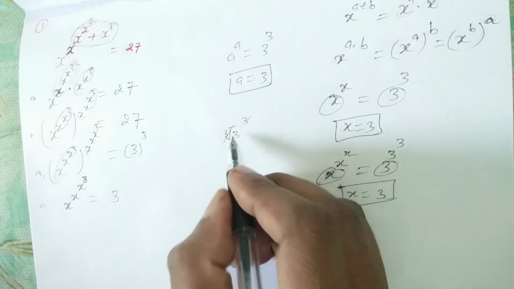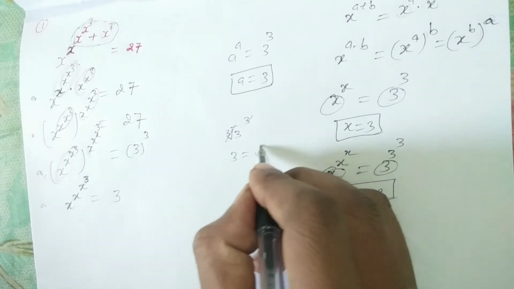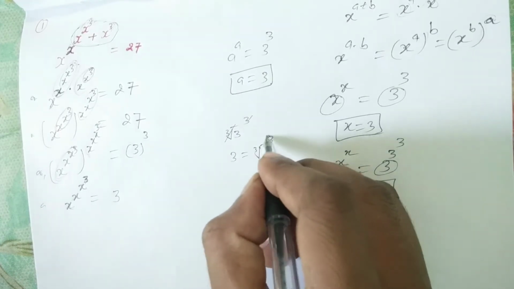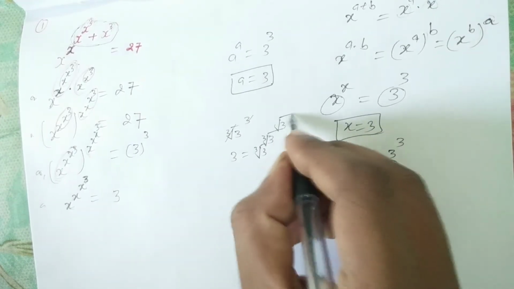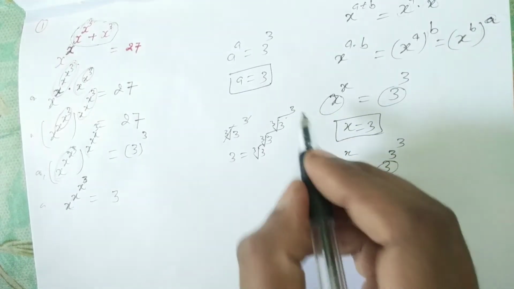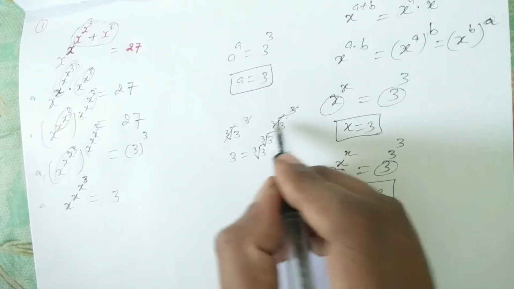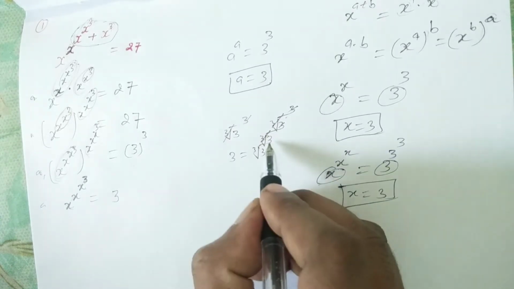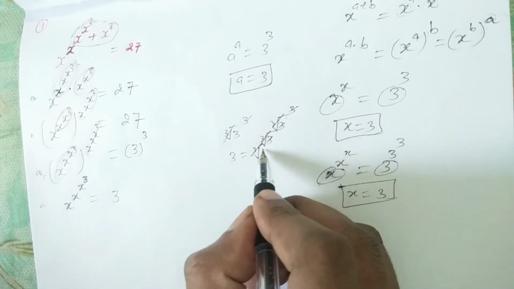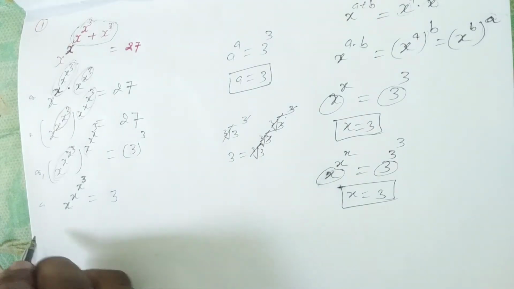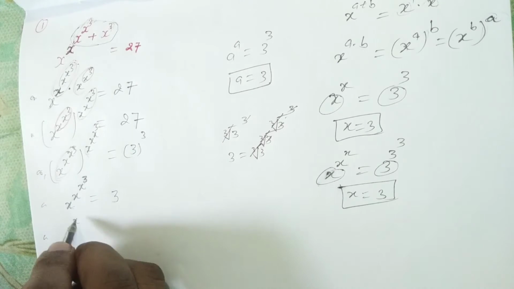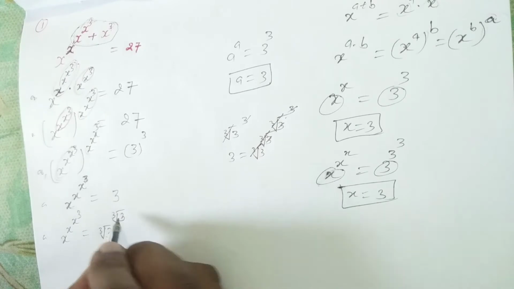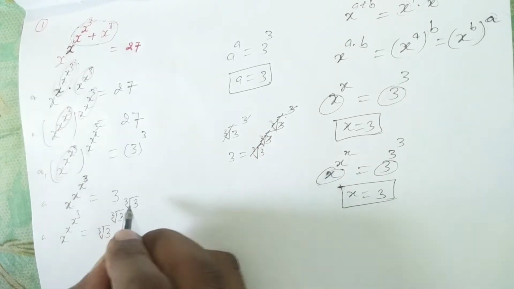So this 3 can be written as cube root of 3, whole cube root of 3, whole cube root of 3, whole cube. Because if you cancel this cube root with this power, then this will be cancelled, and again if you cancel this cube root with this power, and again this cube root with this power, then we have 3 here. So this 3 can also be written as x raised to power x cube is equal to cube root of 3 raised to power cube root of 3 raised to power cube root of 3 raised to power 3.